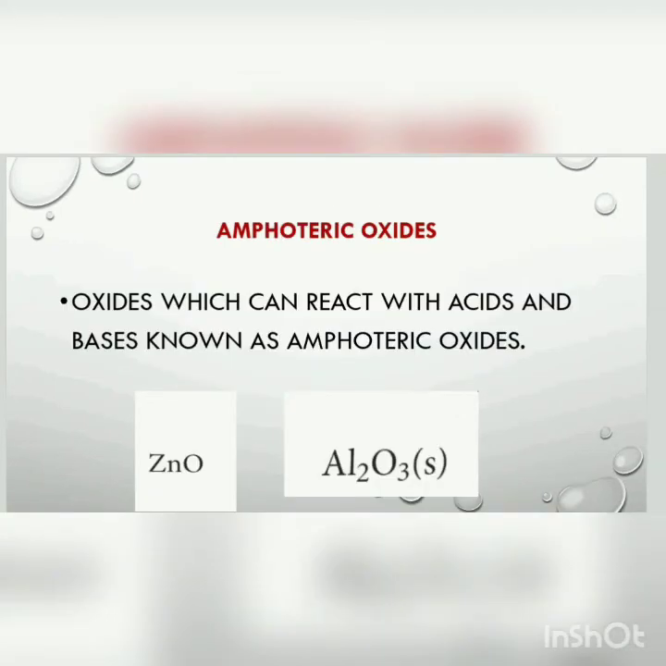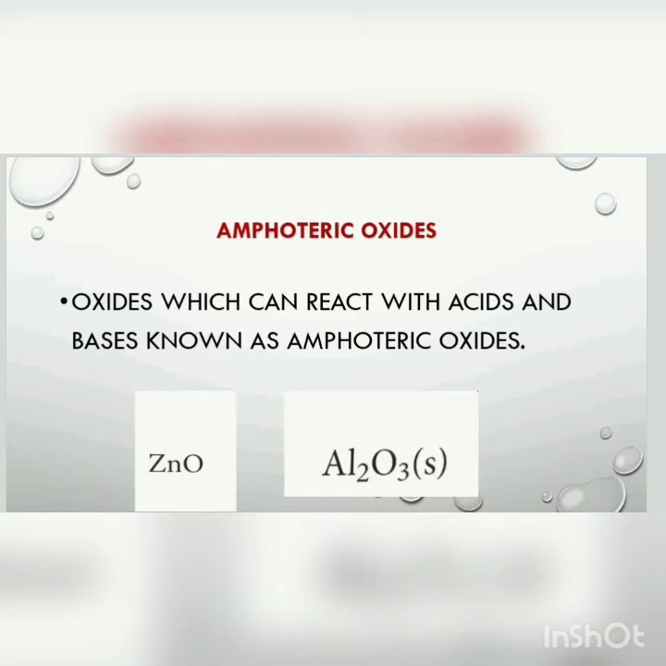Next, amphoteric oxides. Oxides which can react with acids and bases are known as amphoteric oxides. Examples are zinc oxide and aluminium trioxide. These oxides, zinc oxide and aluminium oxide, react with acids as well as bases. That's why these oxides are known as amphoteric oxides, right?